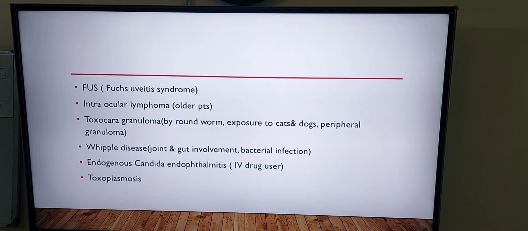Others are Fuchs uveitis syndrome, in which there will be heterochromia, and intraocular lymphoma, especially if your patient is older and presents with intermediate uveitis, do look for intraocular tumors. In toxocara granuloma, the patient may be exposed to cats and dogs, and there will be a peripheral granuloma. In Whipple disease, the patient will give a history of joint and gut involvement, a bacterial infection. Endogenous candida endophthalmitis occurs in IV drug abusers, and toxoplasmosis.